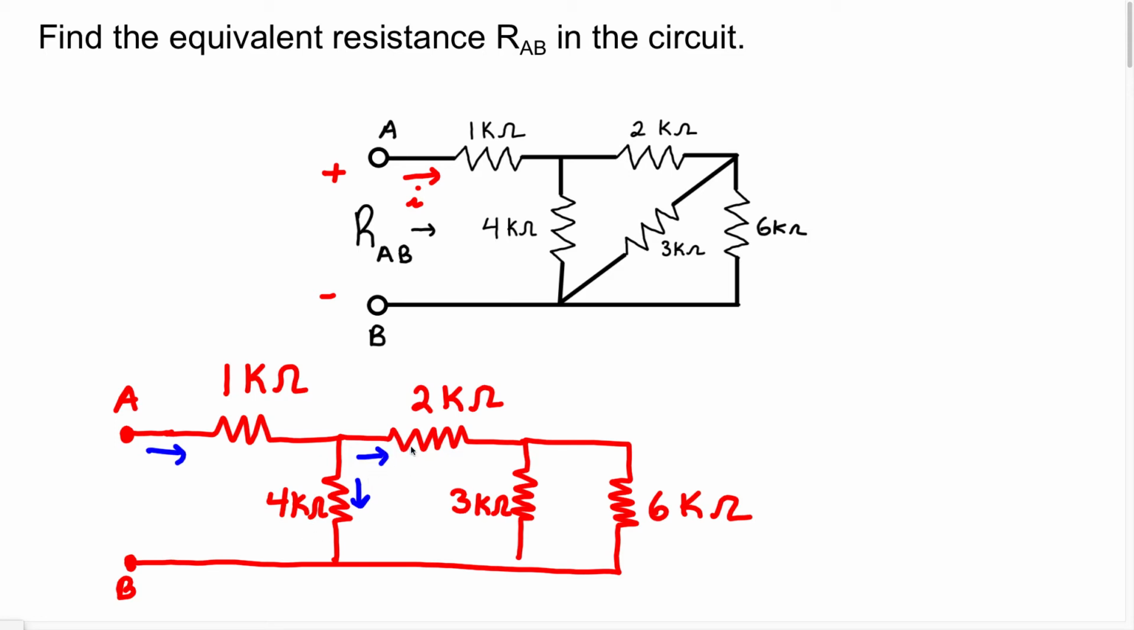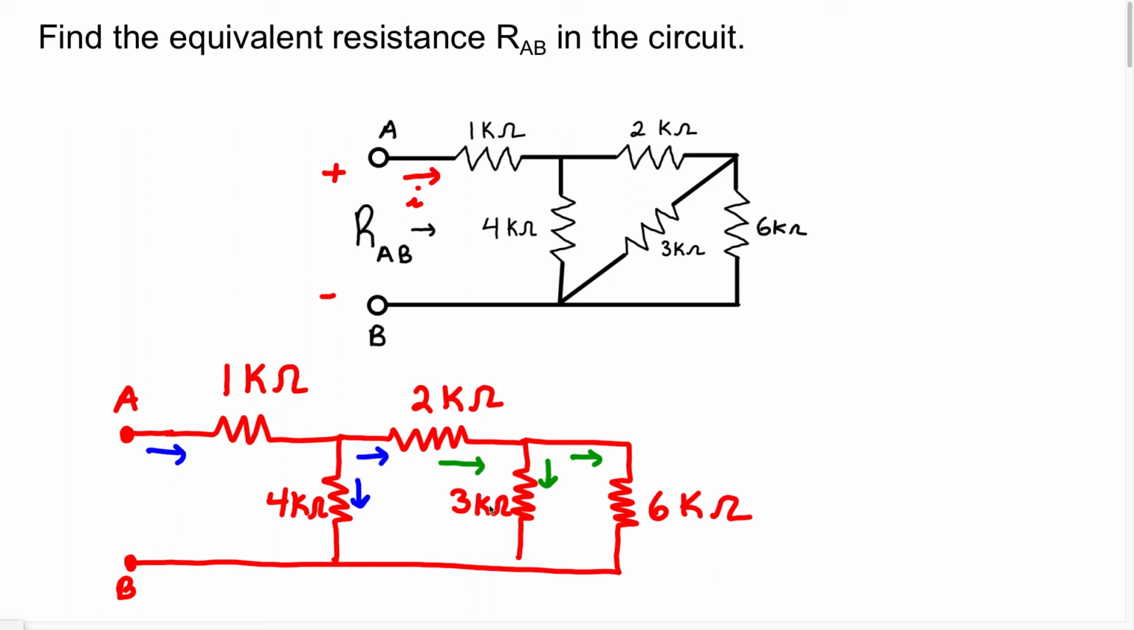Now the current is going to continue. As this current continues through the 2 kilo ohm resistor, when it gets to this node right here, it's going to split again. It's going to go this way and that way. Therefore, we can say that these two resistors are in parallel. So this is how we know these two resistors are in parallel.